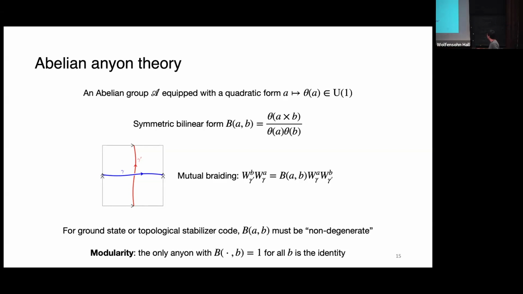All right. Of course, you don't really need this to calculate B. I mean, it's easy to identify the commutation relation. Okay, so there's this useful property of B: anything that arises from a topological state, a ground state of a topological order, this B must be non-degenerate. If you view B as a matrix, it has to be invertible. And this property is referred to as modularity, that the only anyon with B equal to 1 with every other anyon is the identity. That's the only one with trivial braiding with everything else.